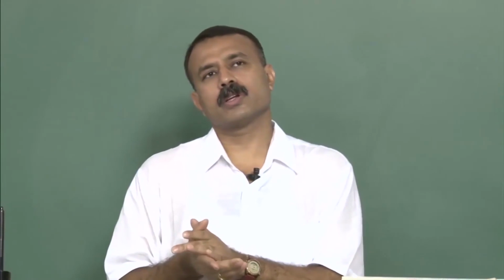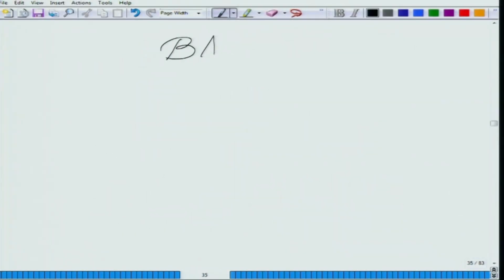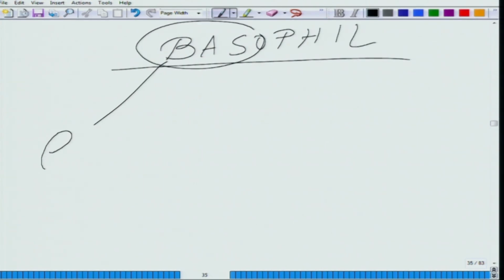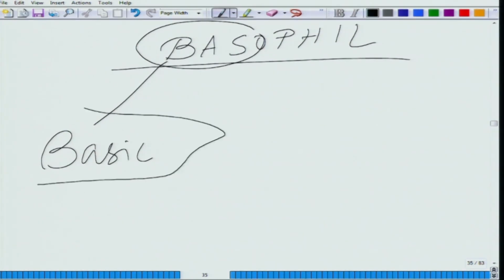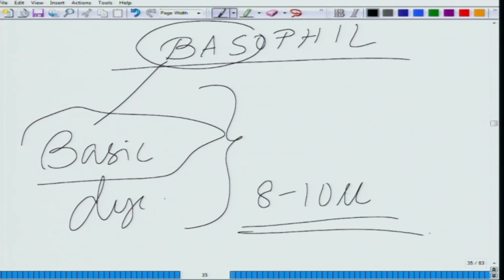Then comes the next one, which is called the basophil. Why is it called basophil? As the name says, they bind to a basic dye. That is why they are called basophil, and they are approximately 8 to 10 micron big, whereas eosinophils are of the same order, but slightly smaller than the basophil.